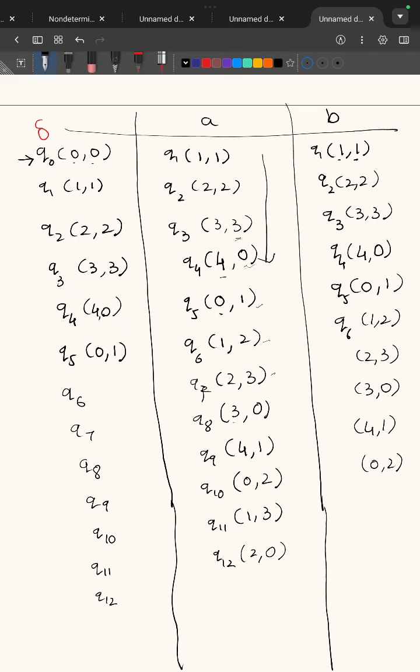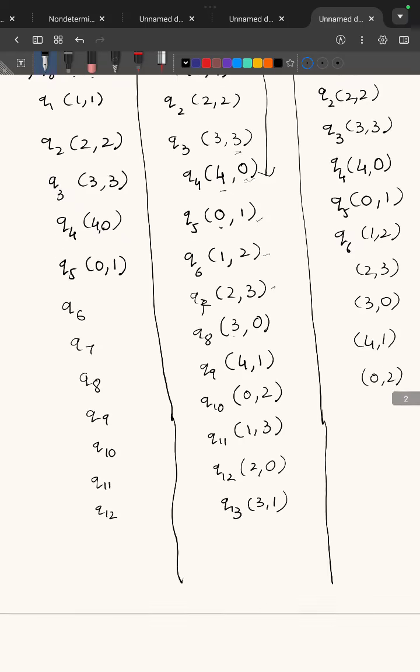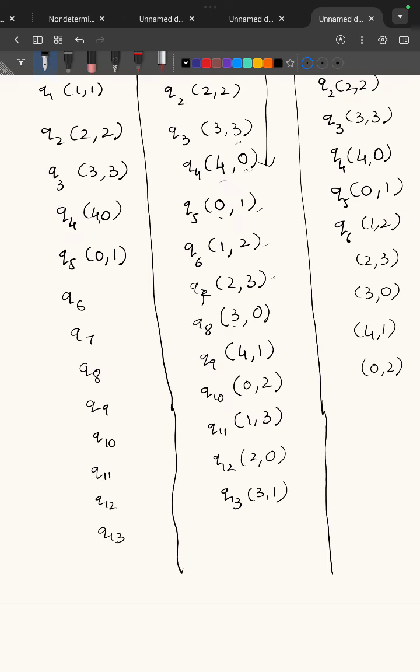So far we have seen 12 states. How many states do we have? 20 states. At the end of this transition table we will reach 0 comma 0. That is, one whole cycle has been completed, so we will stop over there. So this will be 3 comma 1, that is Q13. Q13, if I do plus 1, will be 4 comma 2, that is Q14. If I do plus 1 it will be 0 comma 3.